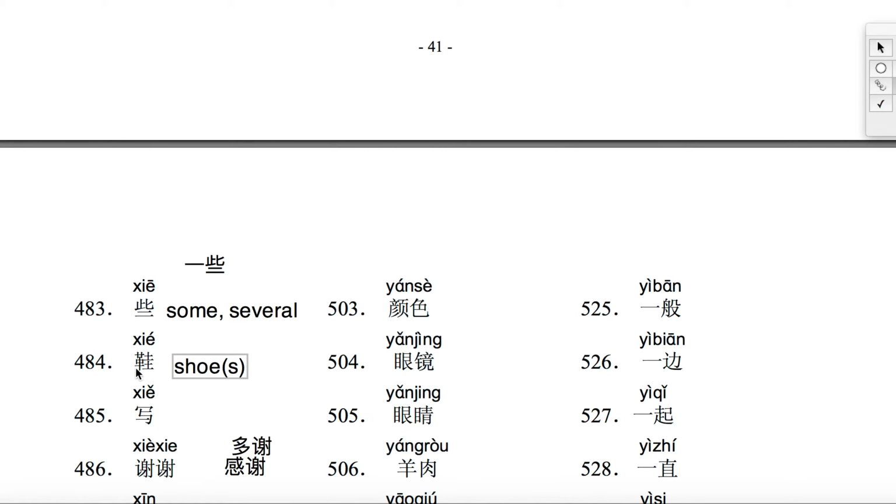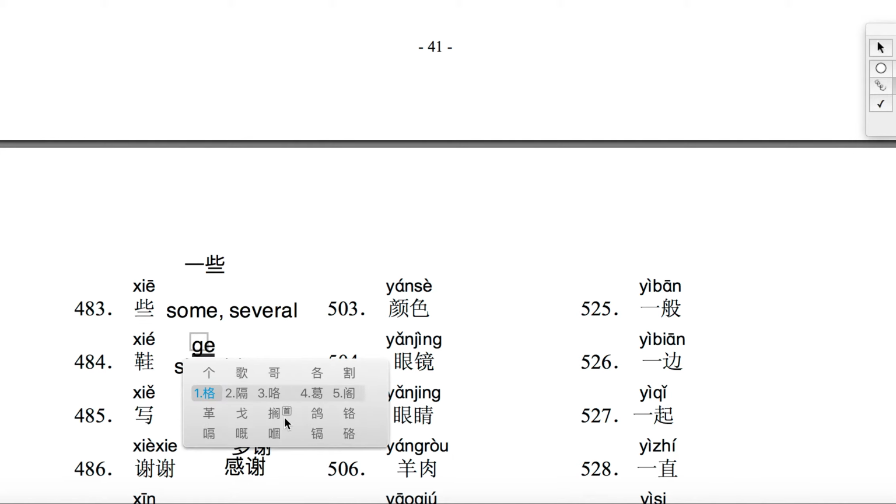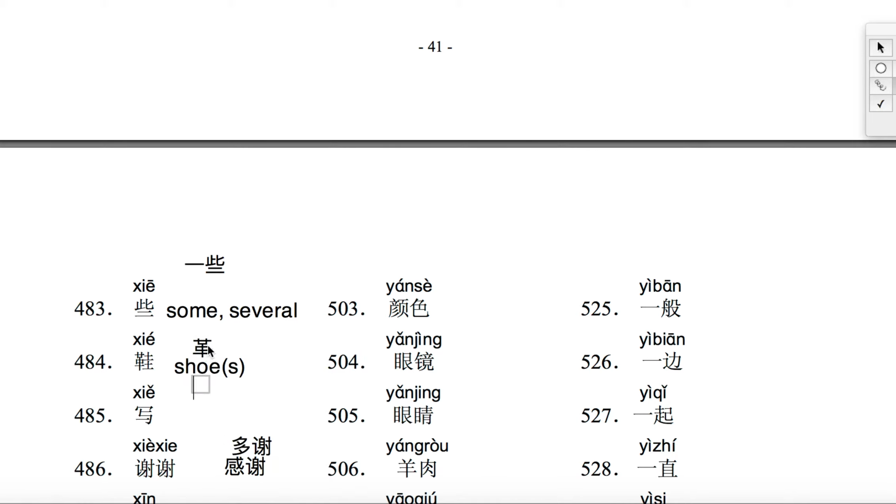Okay. 484, 鞋. 鞋 means shoes. The left part of this character means leather. Let me type this down, 革. This character right here means leather. And then imagine there are two soil, double soil, it means soil or earth. So there are lots of soil on this leather that makes your shoes. Shoes. Okay. 鞋.